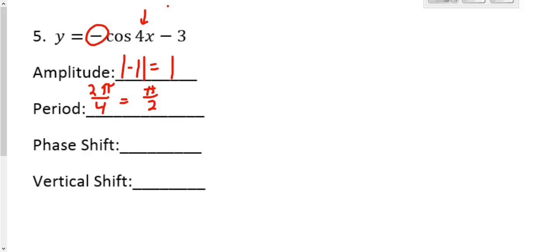The phase shift would happen in parentheses with x. There's nothing there, so in this problem, there is no phase shift. That says none, even though my handwriting is bad.